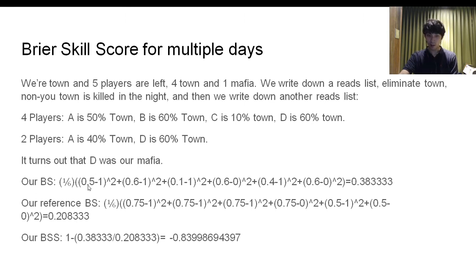So first, our Brier score. Just like before, we just sum up each of these 6 reads. Nothing special here. But what you notice is for our reference Brier score, there's a bunch of 0.75s for the first day and 0.5s for the second day. That's because as the day changed, the no-skill guesser changes the probability for how much someone is town or mafia. In this specific example, we're doing worse than the no-skill guesser, as you can see by the negative number here. And this matches our intuitive sense, since we called somebody that was mafia 60% town twice.